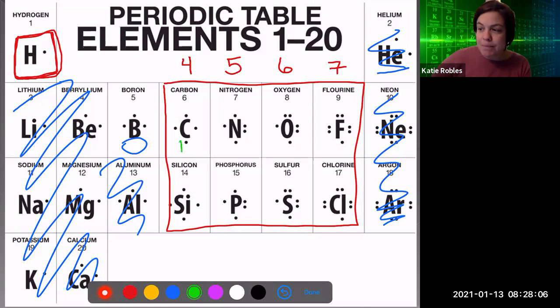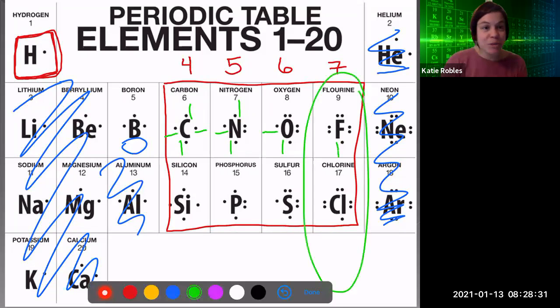So carbon likes to bond 1, 2, 3, 4 times. Nitrogen likes to bond 1, 2, 3 times. Oxygen prefers, and you'll notice I keep saying likes to, prefers to, because this isn't always set in stone, but oxygen will often bond twice, and fluorine and all the rest of those guys, which we call the halogens, bond once.